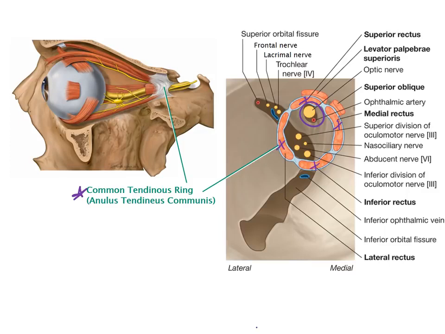Passing through this common tendinous ring are the two cranial nerves that innervate these four rectus muscles, which include the cranial nerve number 3, which is the oculomotor nerve, and cranial nerve number 6, the abducent nerve. The contents of the optic canal, which includes the optic nerve and the ophthalmic artery, also pass through the common tendinous ring. All other neurovascular structures pass outside of this ring.